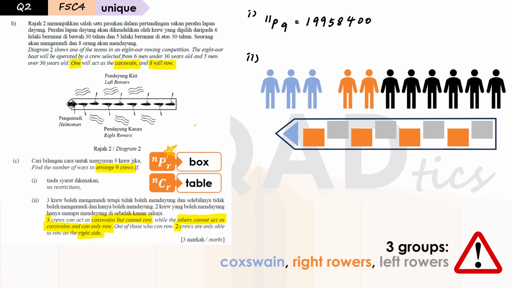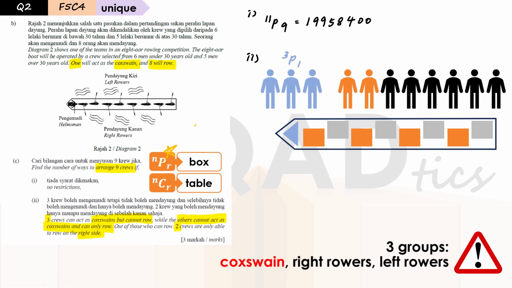Okay, so the first group would be the coxswain group. So as mentioned just now, 3 people will be fighting for this one box. So if you want to write it in terms of P, we can write it as 3P1. 3 people, I arrange them with this one box.